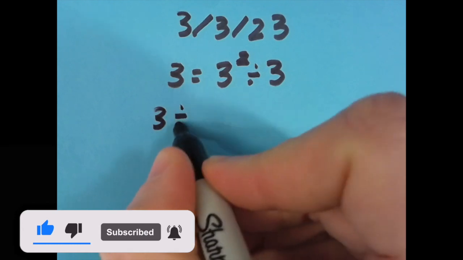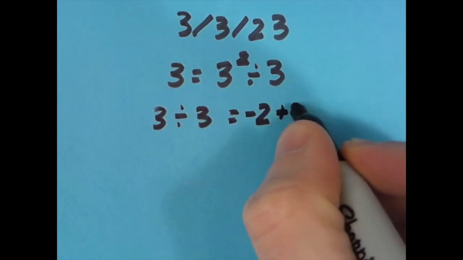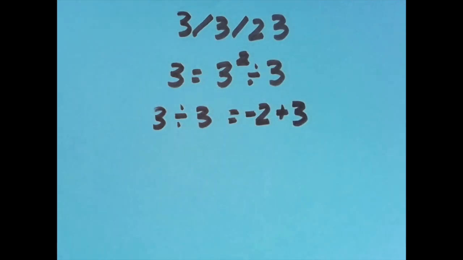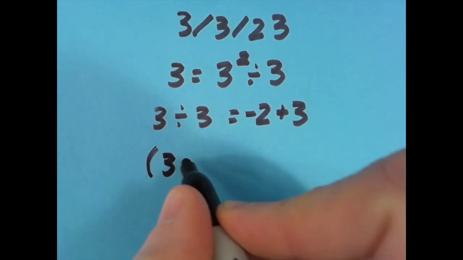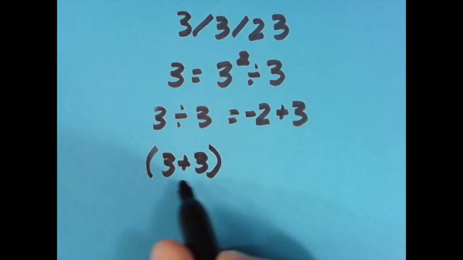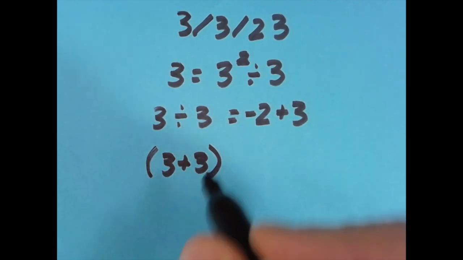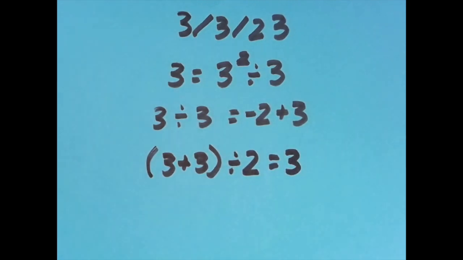I also said that 3 divided by 3, which is 1, is equal to negative 2 plus 3, which is also 1. And then finally, I tried it with the equal sign in the last spot, and here I want to do some addition before I divide. So following our order of operations, I'm going to put this in parentheses here. So 3 plus 3 is 6. I'm going to take all of that 6 and divide it by 2 to get 3.